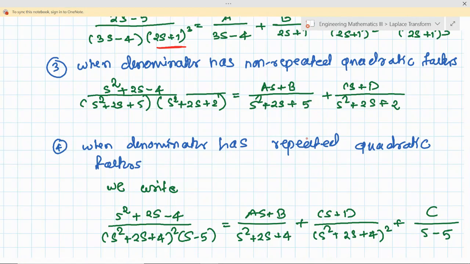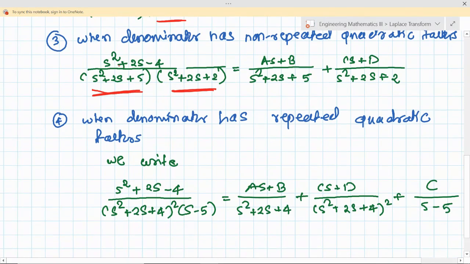Suppose the denominator has a non-repeated quadratic factor. See here, s square plus 2s plus 5 is an irreducible quadratic, and this one is also an irreducible quadratic. We cannot factorize it over the reals; it has complex roots. So in the numerator there is As plus B if the quadratic factor is irreducible. So this is s square plus 2s plus 5, and for the second irreducible quadratic factor it is Cs plus D upon s square plus 2s plus 2, and so on.